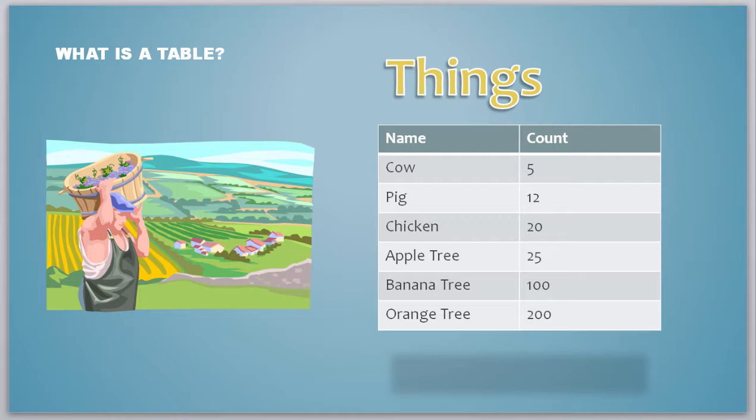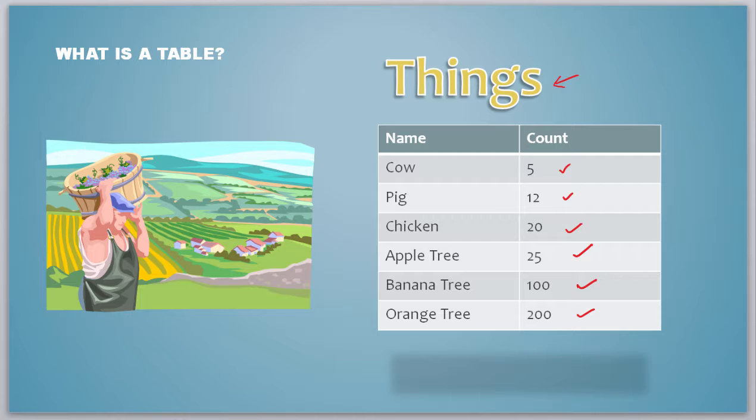One is he can take a piece of paper and name it things. He calls it things, and he lists what he has. He has 5 cows, 12 pigs, 20 chickens, and he's also listing the trees that he has so that he can estimate the amount and type of fruits he can produce, and then sell those as well. So he has 100 banana trees, 200 orange trees, and 25 apple trees.